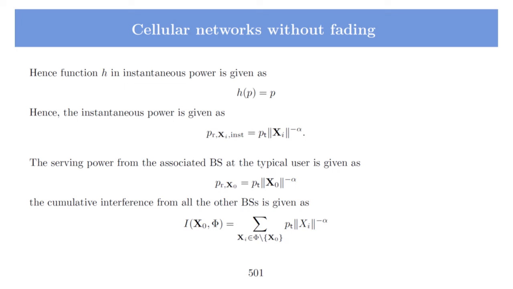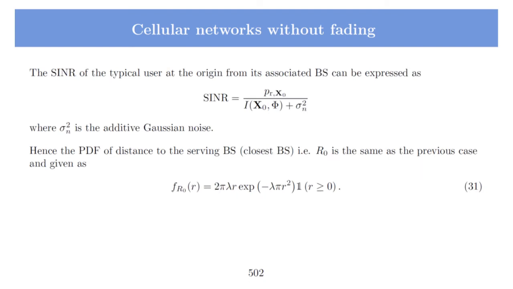So now instantaneous power would be equal to transmit power times Xi to the power minus alpha. Okay, the serving power and the interference can be computed the same way. Serving power would be from x0, which is transmit power times x0 to the power minus alpha, and the interference will be caused by all the base stations except x0 by transmit power times norm of xi to the power minus alpha. The assigner can be similarly written as serving power divided by interference plus noise. The distance of the serving base station can be similarly computed. It is given by 2 pi lambda r times exponential of minus lambda pi r square, with the indicator that r is greater than or equal to 0.